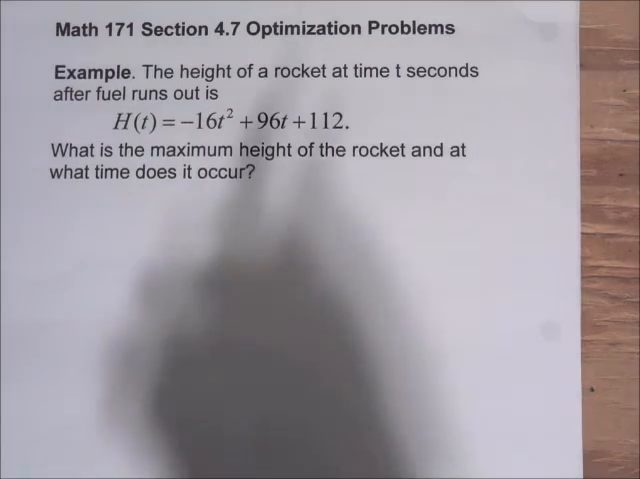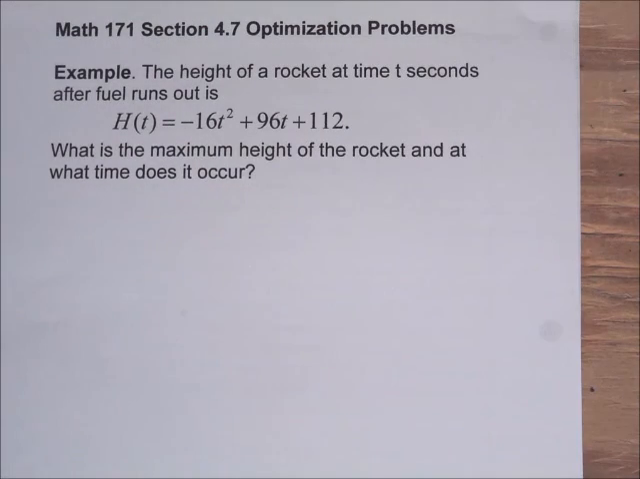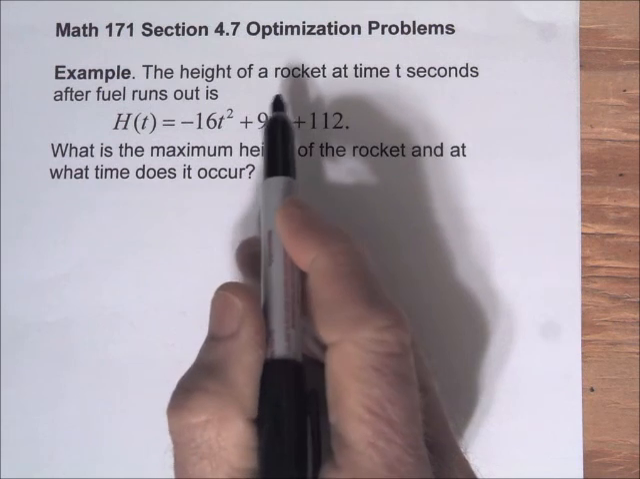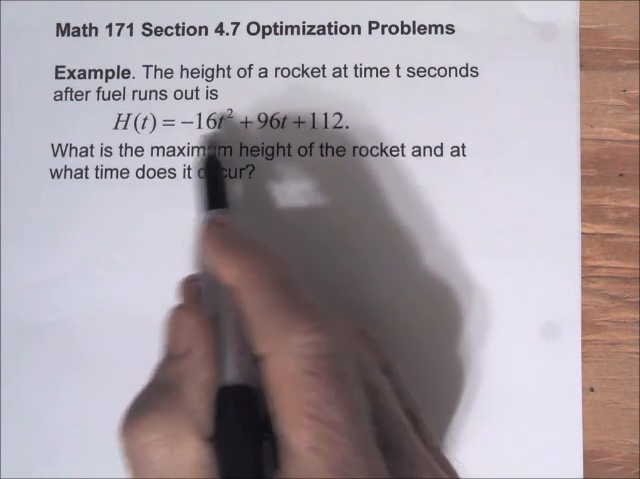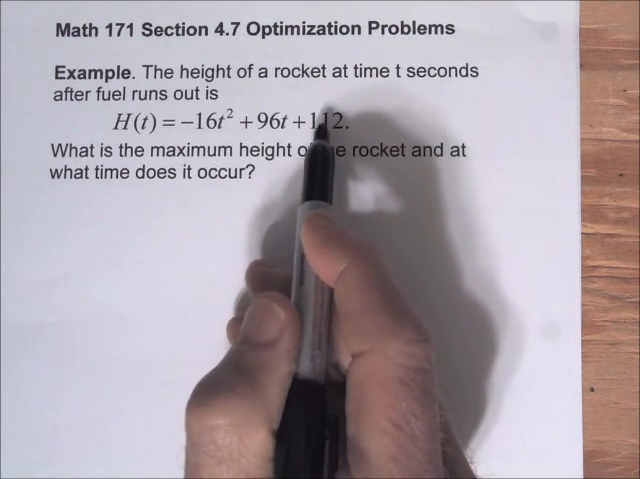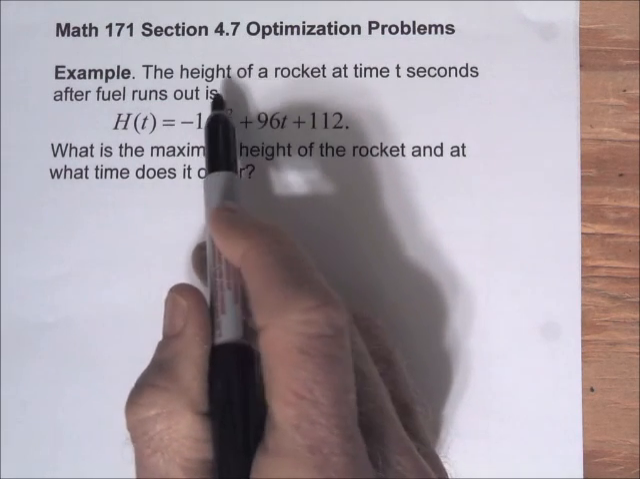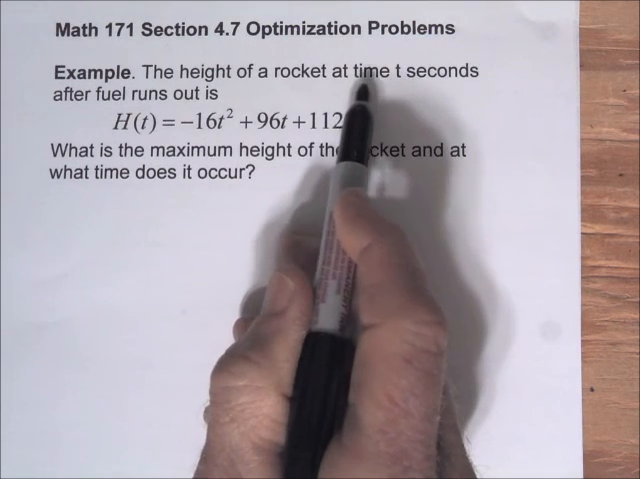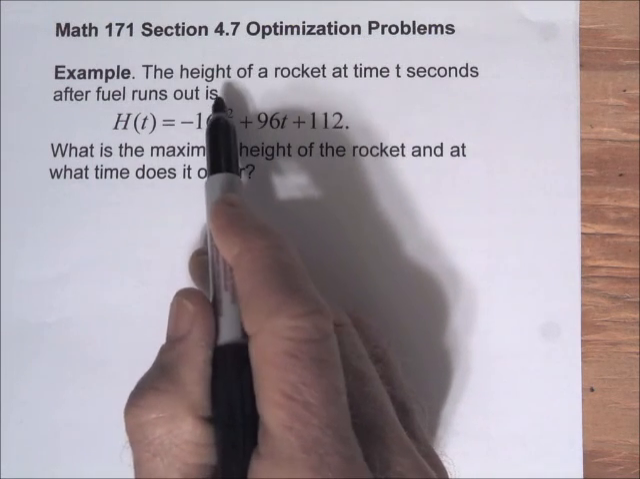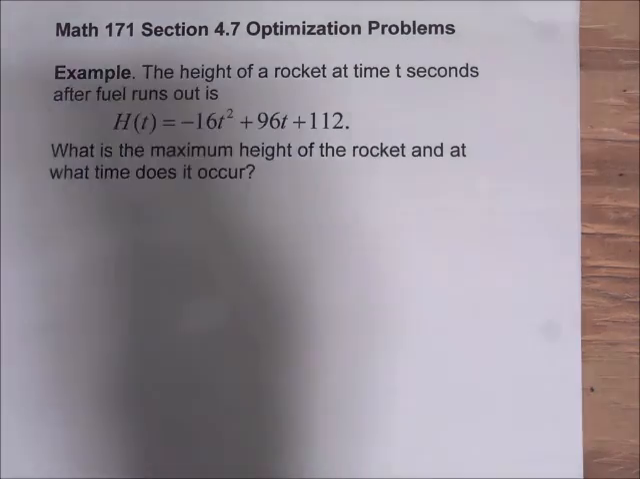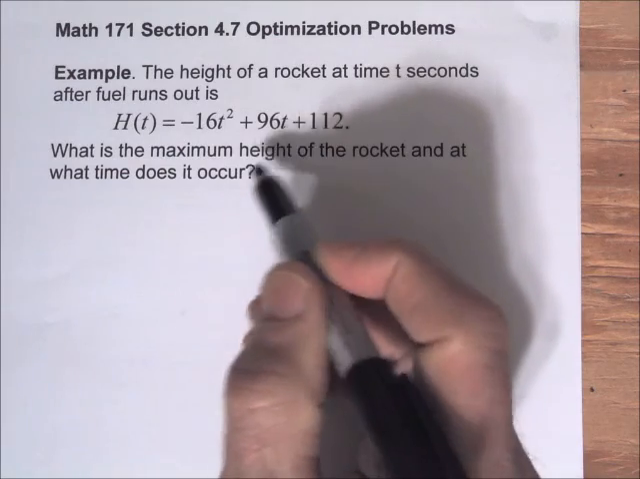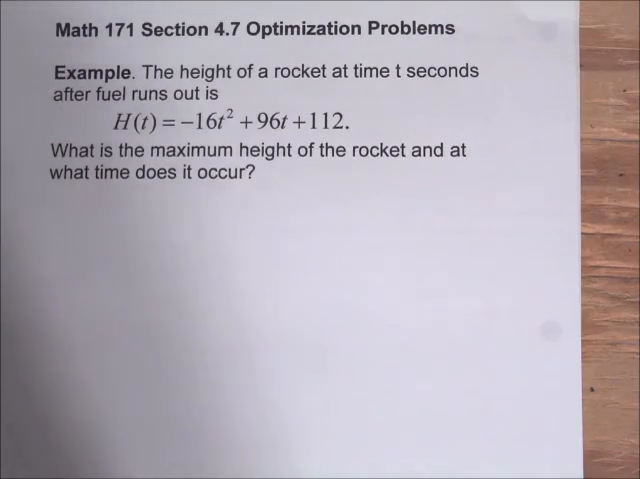There's a couple ways of doing this. This equation assumes it starts at time 0, and it's no longer going to apply once the rocket hits the ground. So this equation is the height of the rocket at time t seconds after the fuel runs out. The moment the fuel runs out is time 0, and that's where the formula applies, and it'll apply until it hits the ground. So let's find out when it hits the ground.